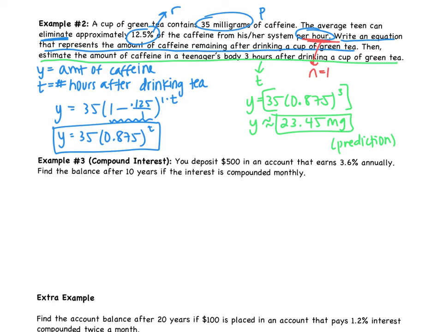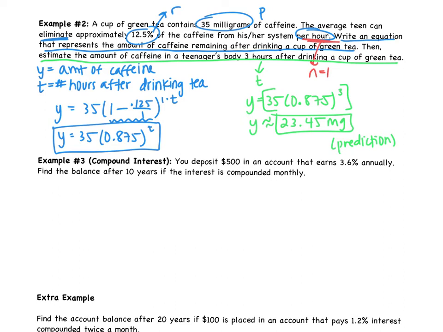Okay, we have one more to do. This next one's going to be a little bit different because it does talk about money. It's talking about compound interest. So let's read the problem. We'll talk about compound interest and then we'll actually do it. You deposit $500 in an account that earns 3.6% annually. Find the balance after 10 years if the interest is compounded monthly.